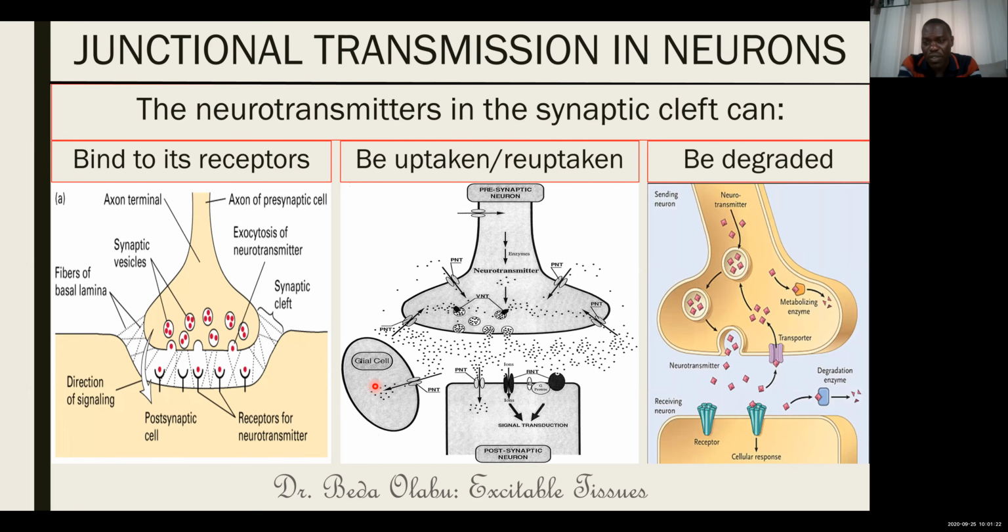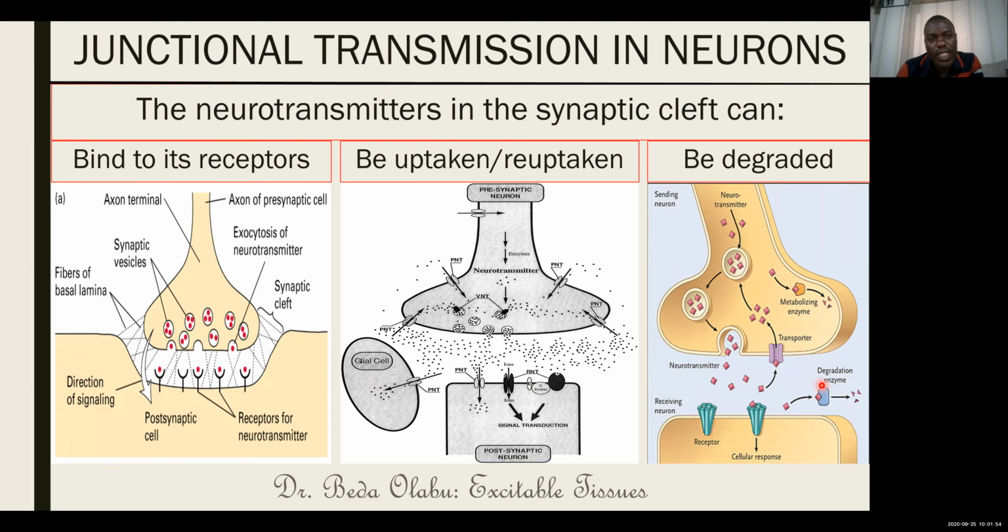The third option is that once the neurotransmitter is in the cleft, it can undergo enzymatic degradation. There are some enzymes that can break down this neurotransmitter. It can be degraded. Those are the three options that the neurotransmitter can undertake.